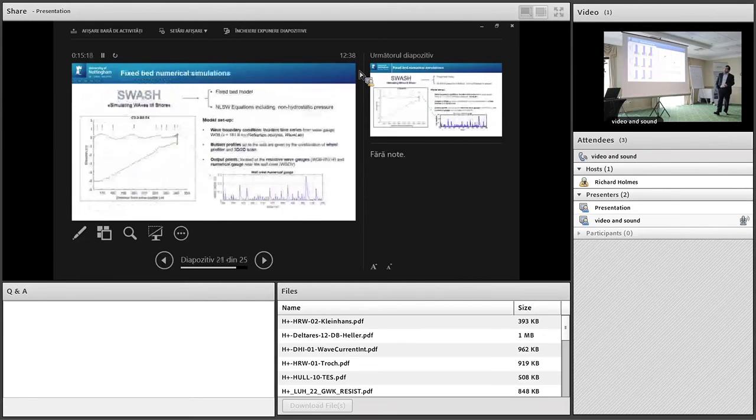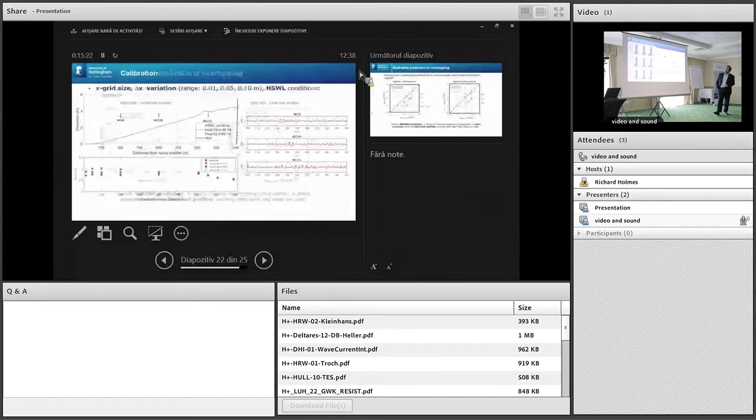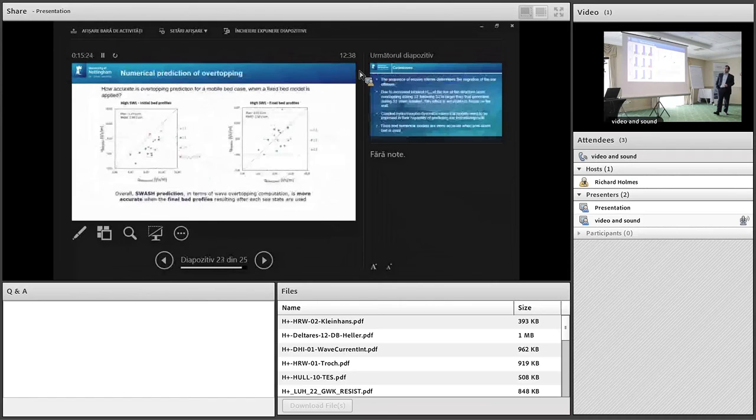For example, let's look at what happens when the lower energy storm follows the higher energy one. Because of this increase, overtopping might be significantly higher. So looking at overtopping from an individual storm might actually not be conservative in favor of design.